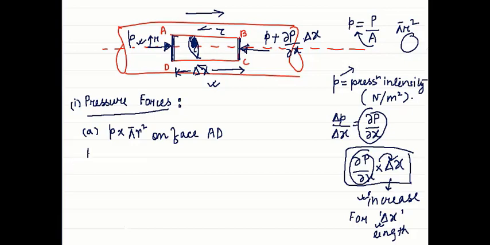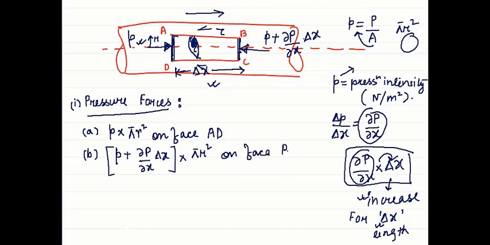which is acting on the face AD. And the second pressure force will be P plus del P by del X into delta X whole into the same cross sectional area, that is pi r square, on which face? On face BC. Now the shear force. The force is acting along AB and CD, right?